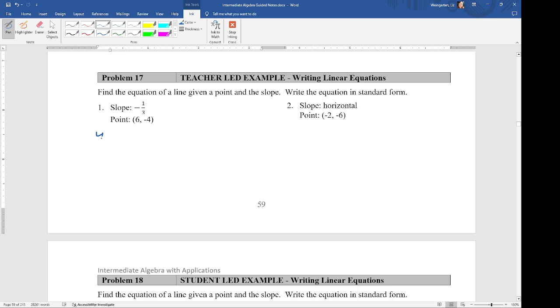So we get y minus our y value equals our slope times x minus our x value. I'm going to simplify this side and I get y plus 4, and that's equal to negative 1/3 x minus 6/1 times negative 1/3.